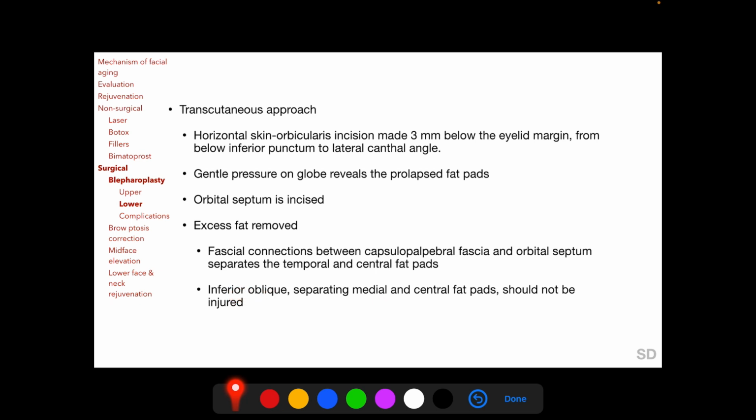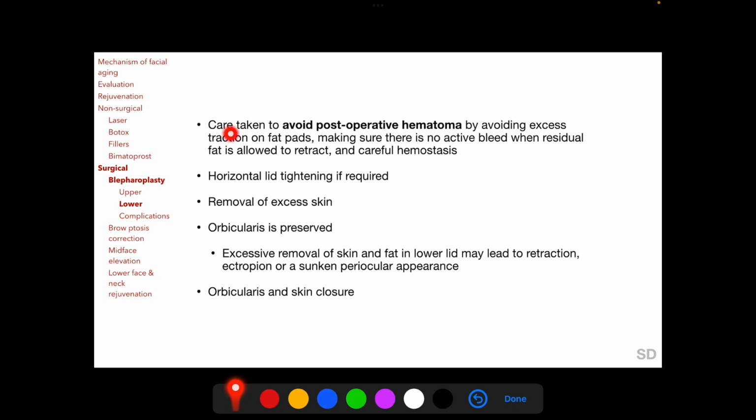and while removing fat from the medial fat pad, the inferior oblique muscle should not be injured. What is most important is care must be taken to avoid postoperative hematoma by avoiding excess traction on fat pads when resecting prolapsed fat, making sure there is no active bleed when residual fat is allowed to retract posteriorly, and careful hemostasis.